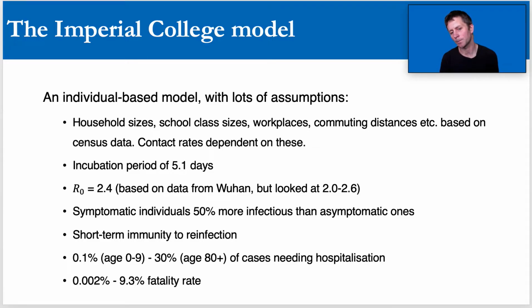The authors assumed that there was an incubation period of the disease of 5.1 days. That was based on the best available evidence that they had. They assumed an R0 of 2.4 based on some estimates from the dynamics in Wuhan in China, but they did also look at a range of R0 values. They assumed that symptomatic individuals were 50% more infectious than asymptomatic ones.